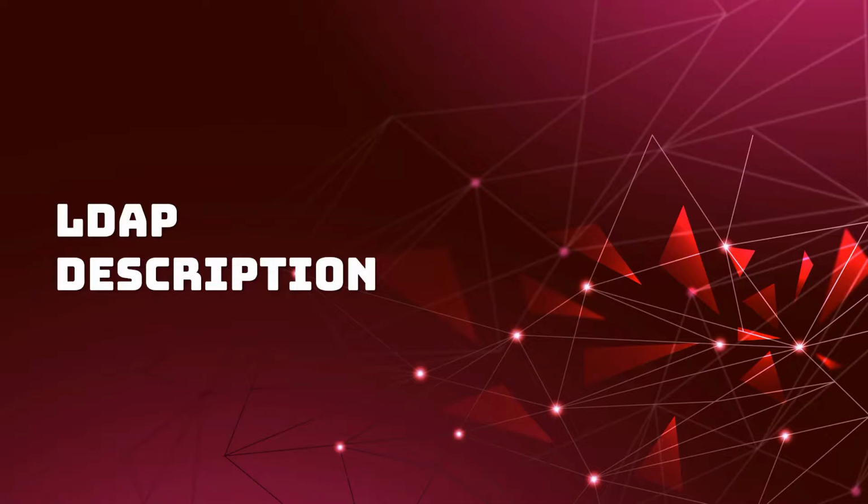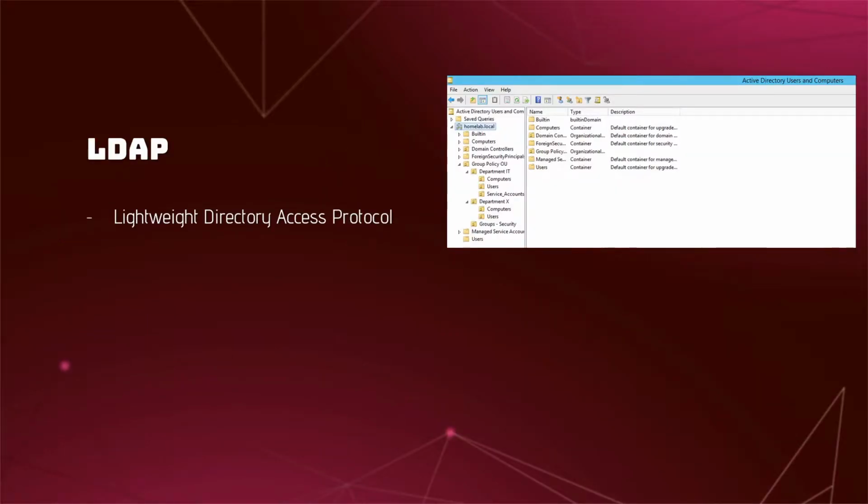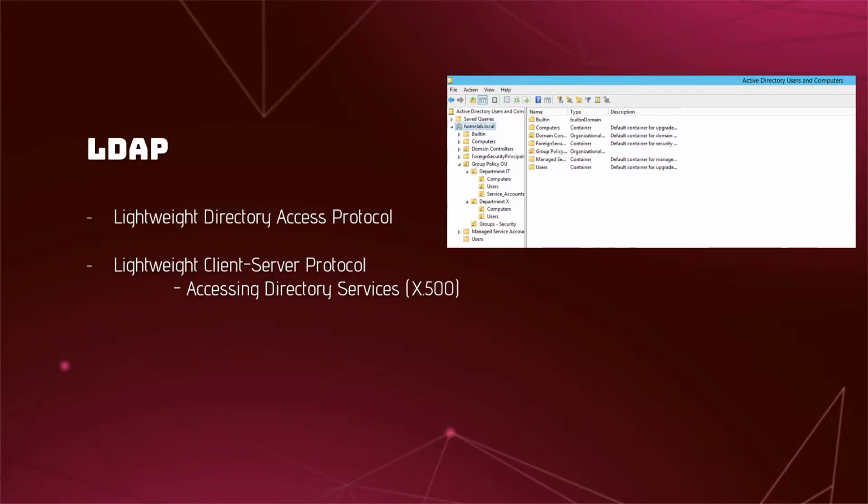Since I am sort of on a vacation, I decided to tackle a lighter topic, the LDAP description vulnerability. LDAP stands for Lightweight Directory Access Protocol, and on the right side you can see the Windows version of LDAP, being Active Directory. As the name indicates, it is a lightweight client-server protocol intended for accessing directory services, most likely X.500. LDAP functions over TCP/IP or other connection-oriented transfer services.